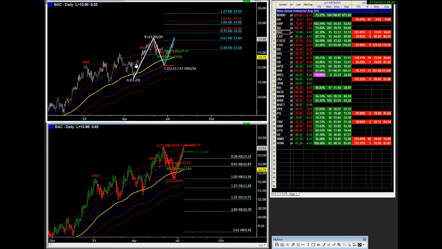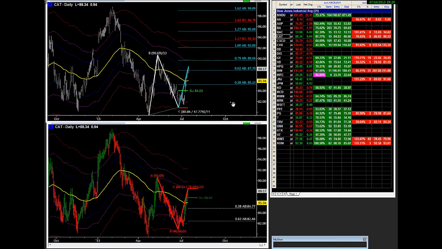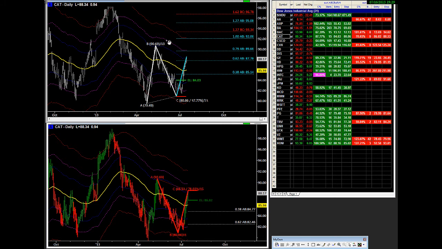This is also a pretty strong ABC, I would consider it, and this is the reason. In fact, if you look at my archives, I've been posting that this is a pretty strong ABC bullish condition, which is in Bank of America. So let's look at Caterpillar. Caterpillar has a similar type of setup, and this is almost like a double bottom pattern.